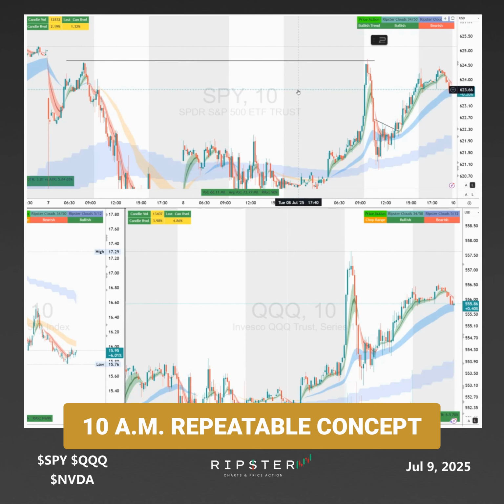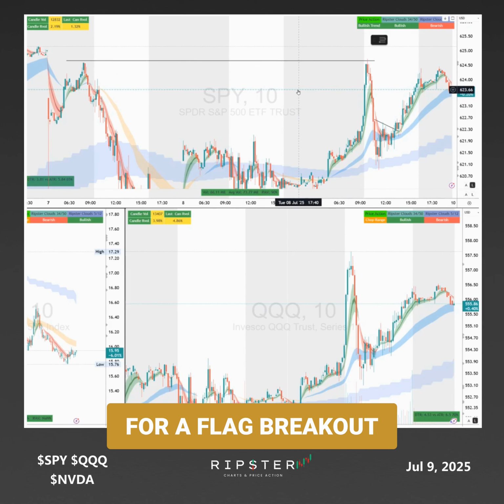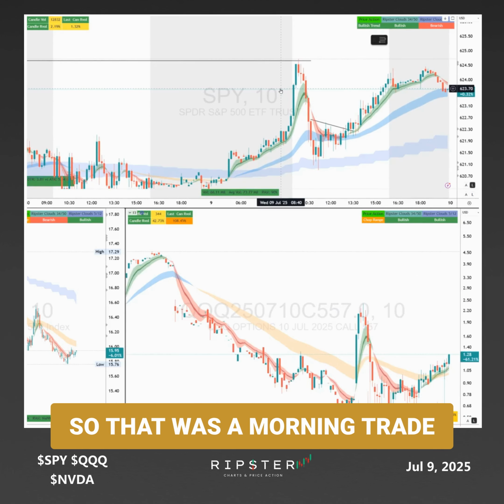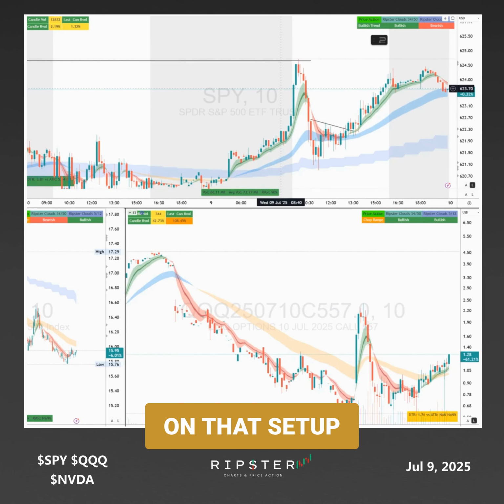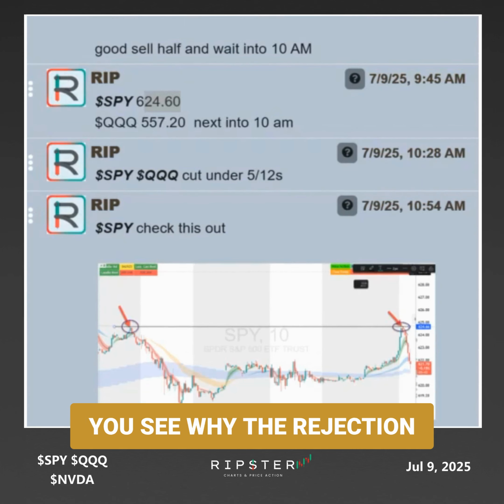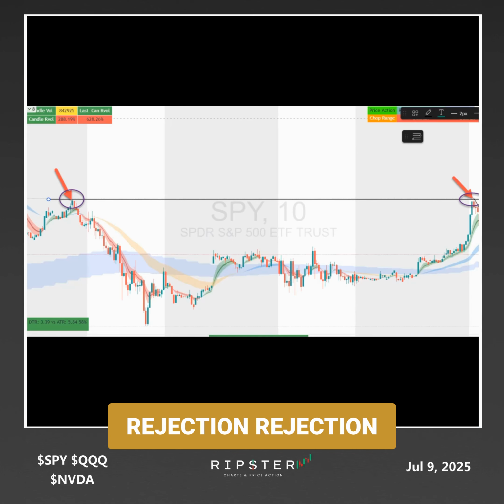So now here comes our 10 AM repeatable concept. We were looking for a flag breakout. When it's going to be a trend day, you will see that after 10 AM the market makes a new high. If you don't take the profit, then your risk is too much here. So that was a morning trade you could do on that setup. Once 10 AM comes, I told the traders exit on the 512 break. We cut it under the 512 break to see the rejection, and it worked out pretty fine.